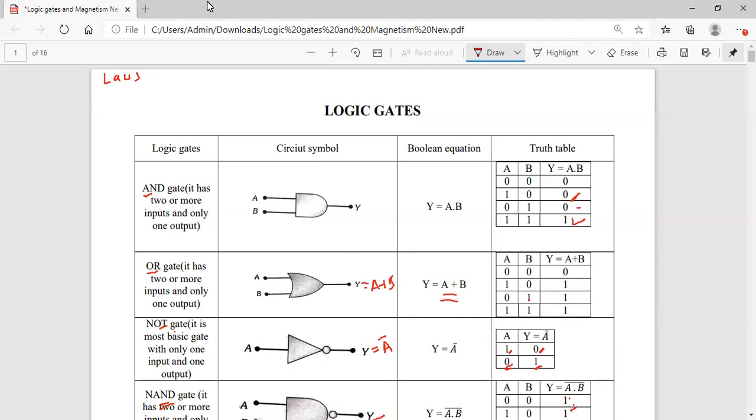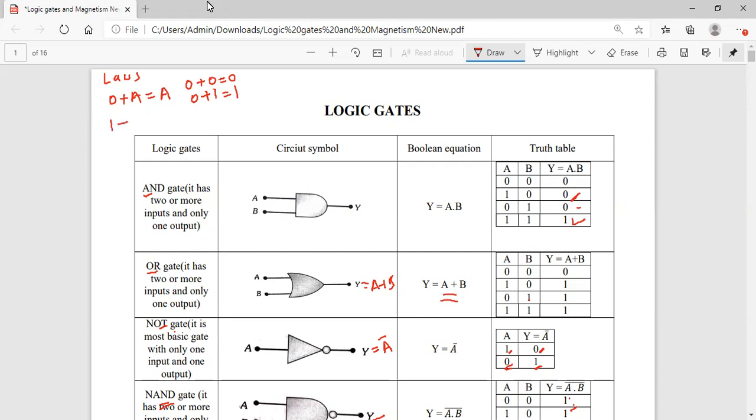First one, 0 plus A is equal to A. Example: if you put A equals 0, 0 plus 0 is equal to 0. If I put A equals 1, 0 plus 1 is equal to 1. Therefore, 0 plus A is equal to A. This is the first rule.